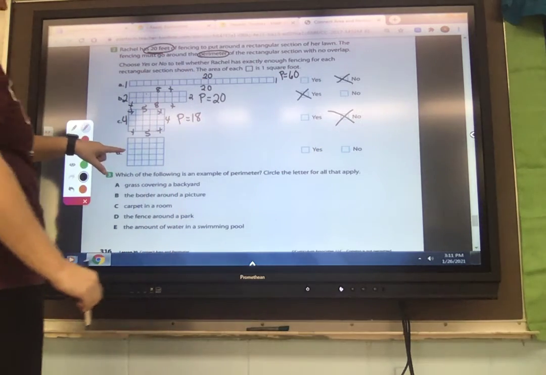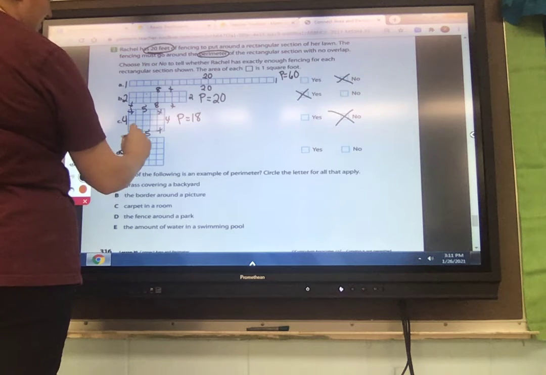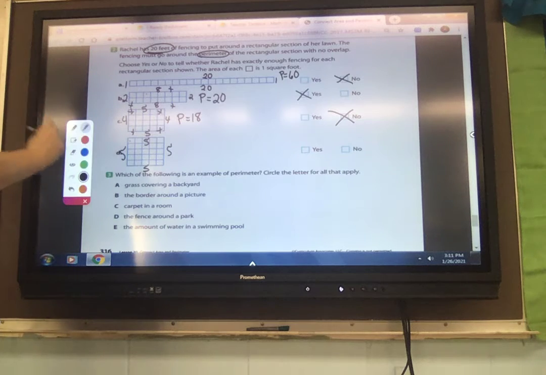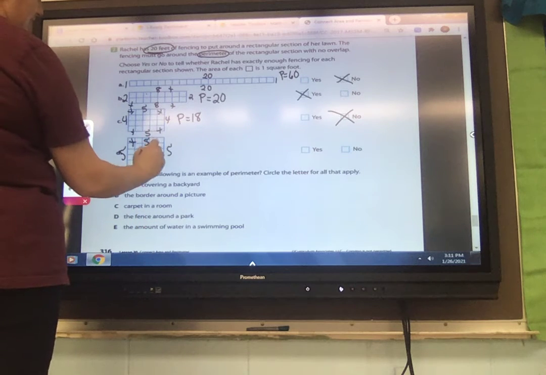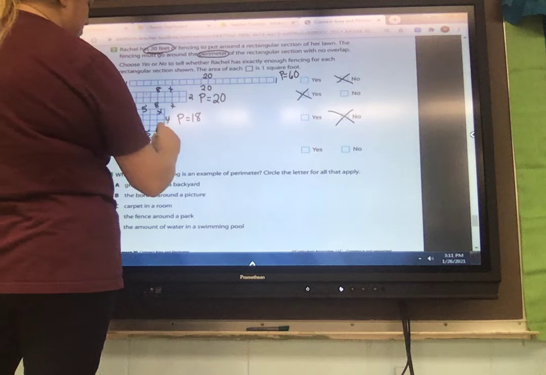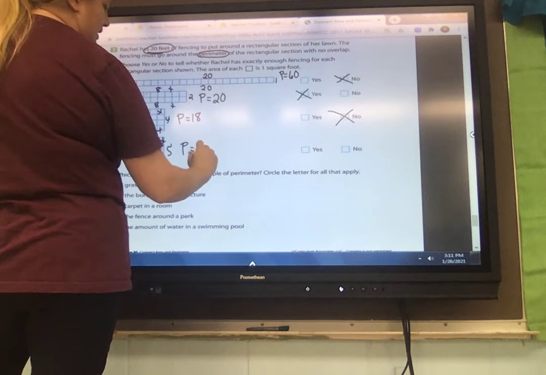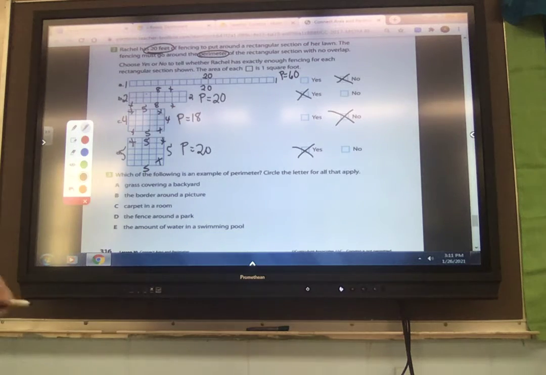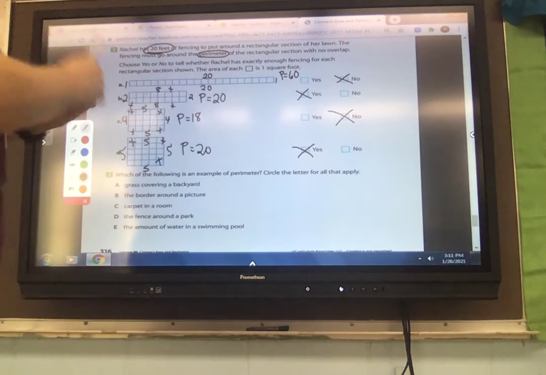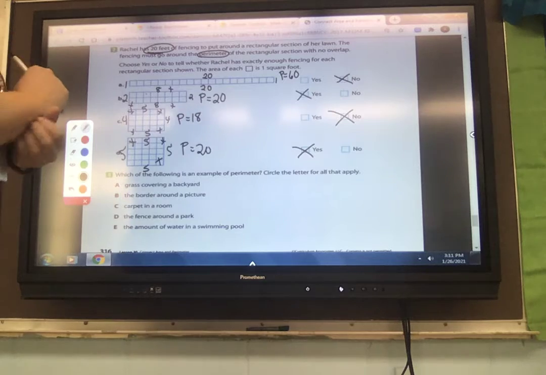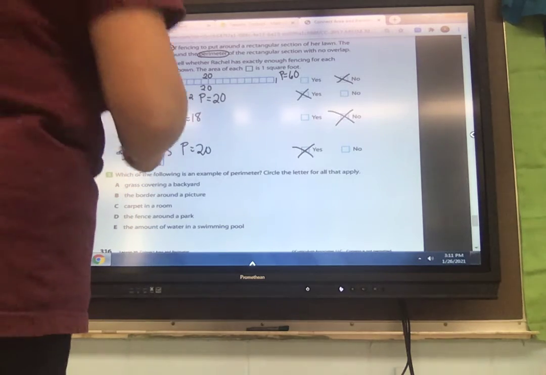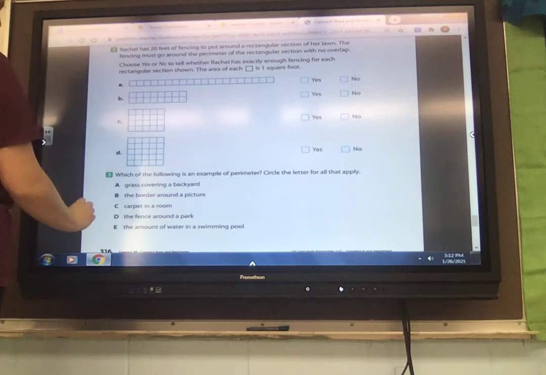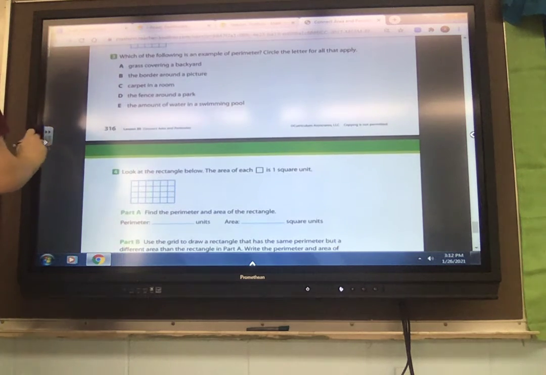We have 1, 2, 3, 4, 5. And 1, 2, 3, 4, 5. So it's a square, 5 all the way around. 5 plus 5 is 10, and another 5 plus 5 makes another 10, which perimeter would be 20. So that's a yes. So B is a yes and D is a yes. The other two are no's. If you put yes on A, you did area. You did not do perimeter. You've got to find these words to know whether we're supposed to add or multiply.